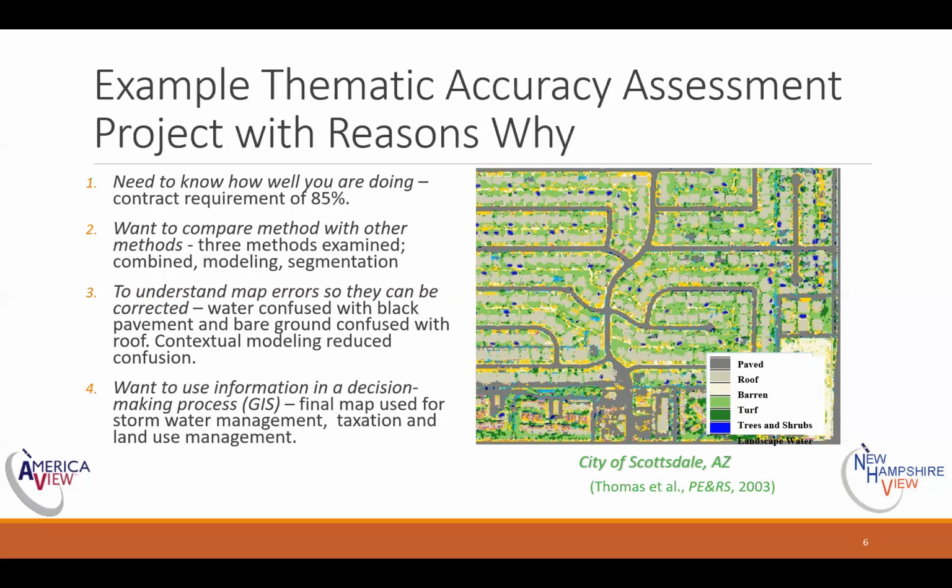And then lastly, the city of Scottsdale cared about it the most because they were going to use these maps in their decision-making process, put them into their GIS system for the city of Scottsdale, and use them for stormwater management, for taxation, for land use management, all kinds of things. So there's lots of reasons why you might want to do an accuracy assessment, and this project shows those really, really well. But any project you have should probably have most of these reasons also.